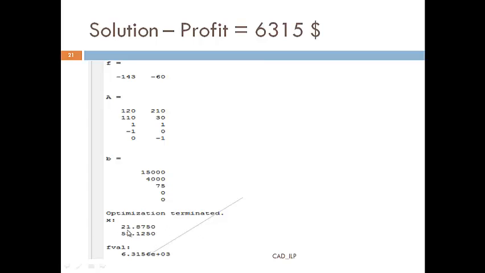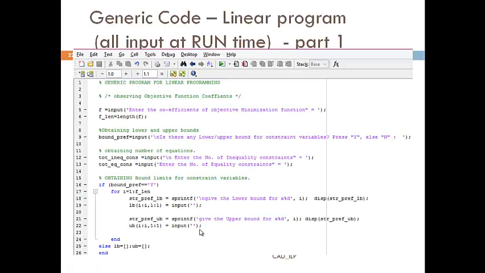So if we allot 21 out of 75 acres, 21 acres to crop x and 53.12 acres to crop y, the farmer will get the maximum revenue. Now the generic code here is coded. Now you can see the explanations in green color.